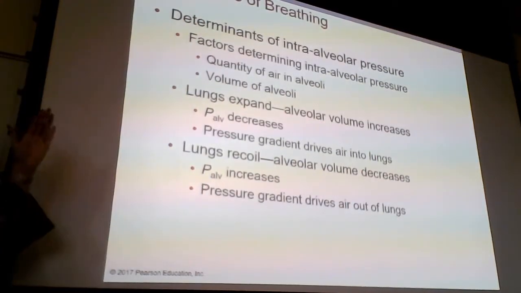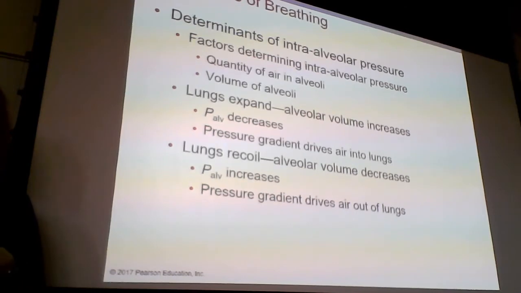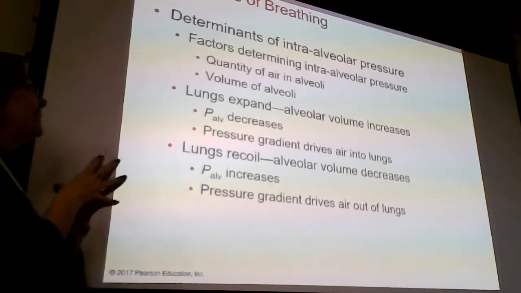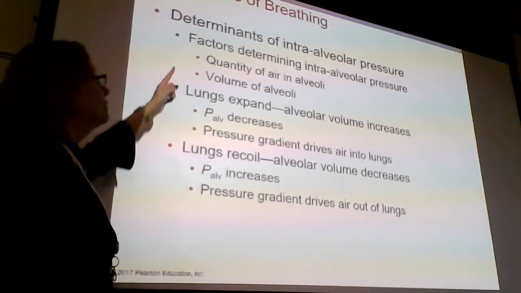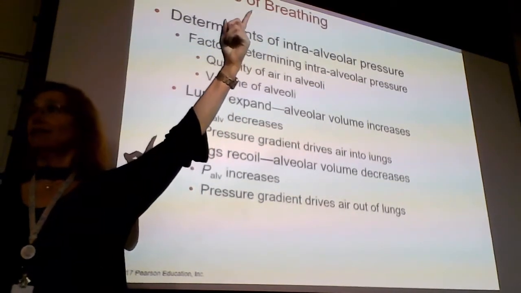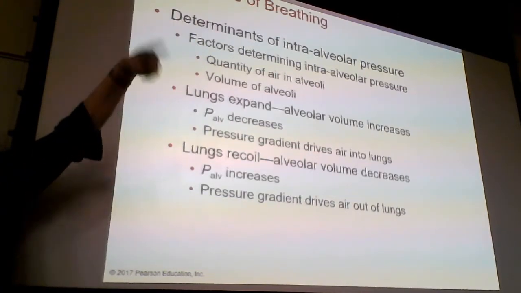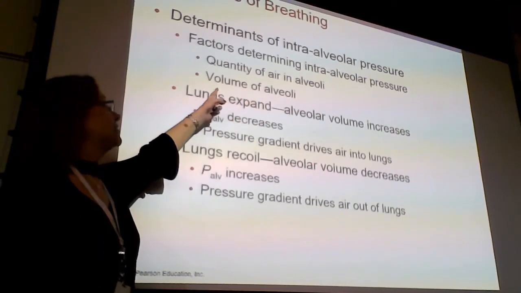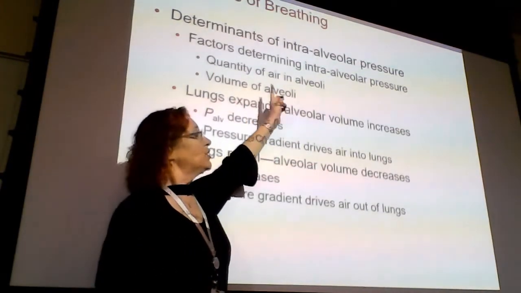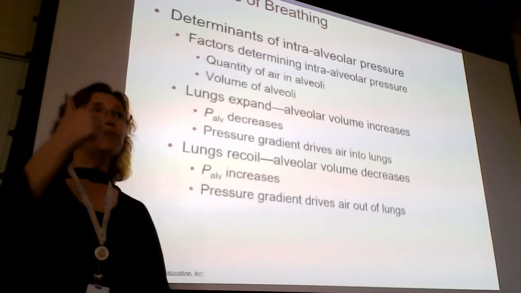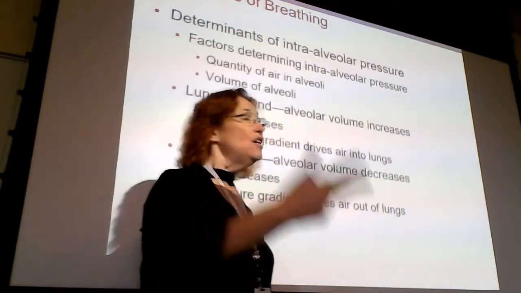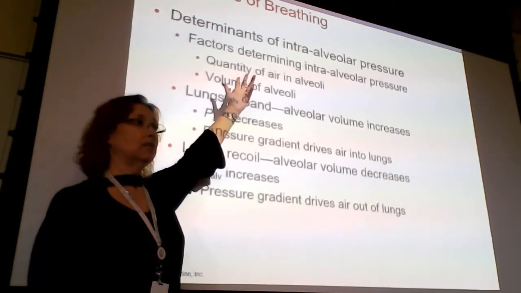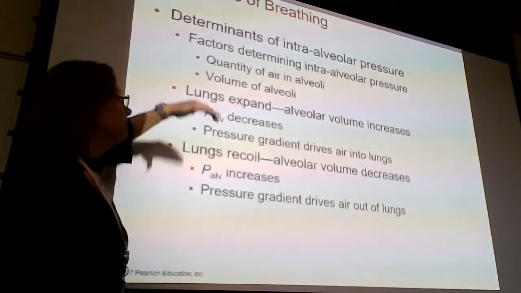So, what factors influence the intra-alveolar pressure, inside an alveolus? Okay, how much air is in the alveolus, right? That's N. The volume or size of the alveolus, that's V. Remember, the question is what determines the pressure? And we were looking at pressure, volume, and number of moles. So what influences pressure? The number of moles in the volume, right? That's what that says. Okay.